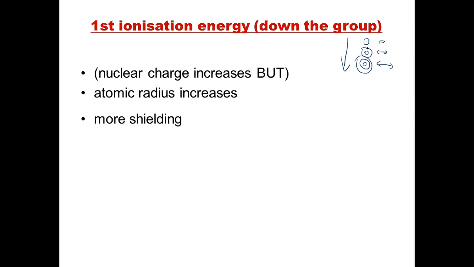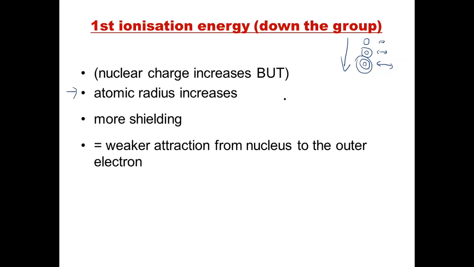Now, also that means more shielding, because here you only have 1 shell in the middle that provides extra repulsion. Here, 2 shells in the middle provide extra repulsion and so on. Now, on balance, you can see these 3 factors. On balance, it's always actually the radius that takes precedence. It's always the most important factor.